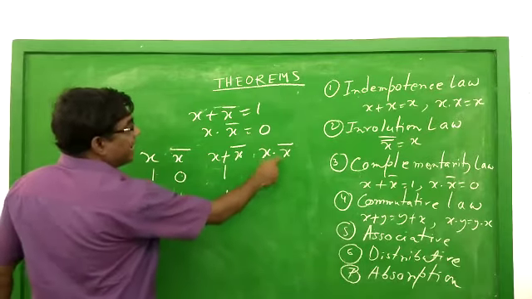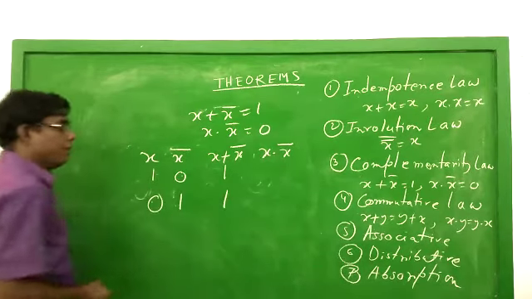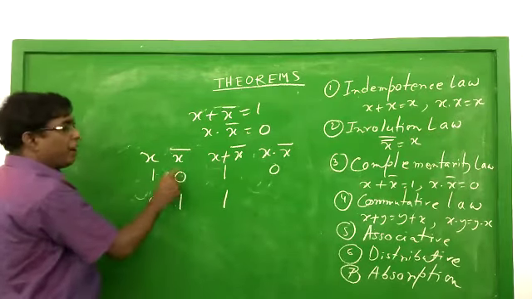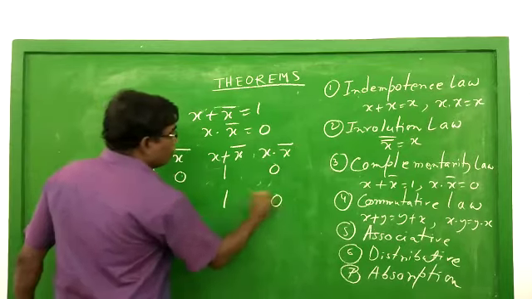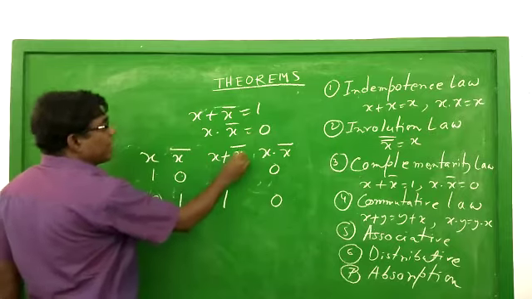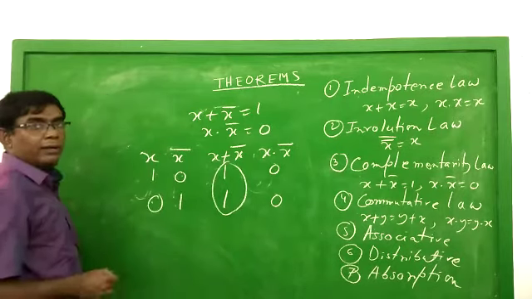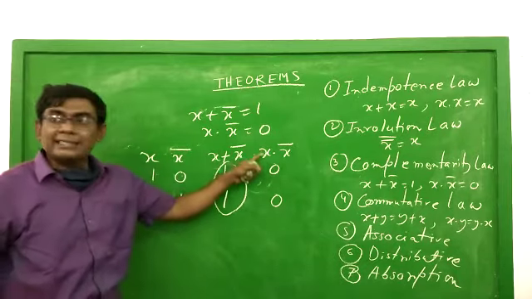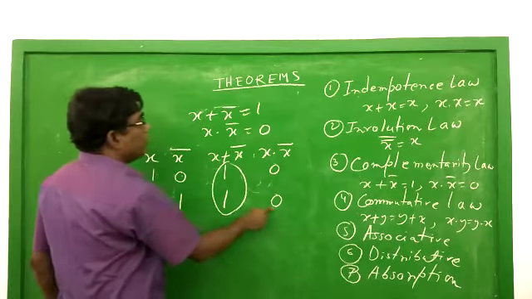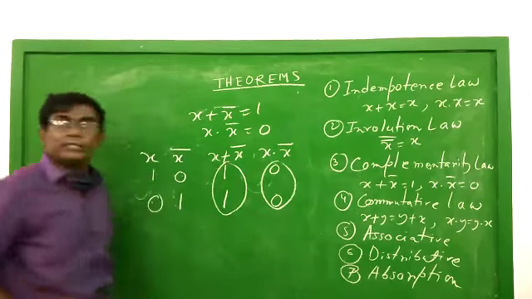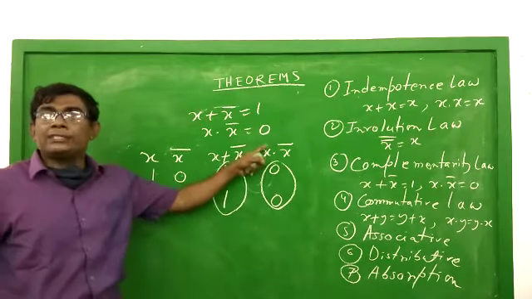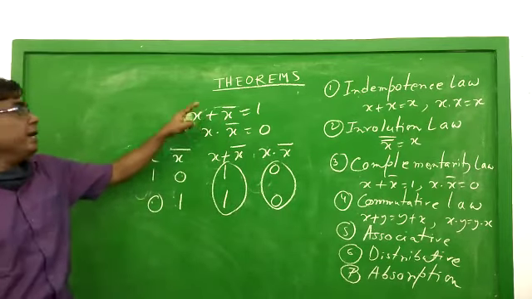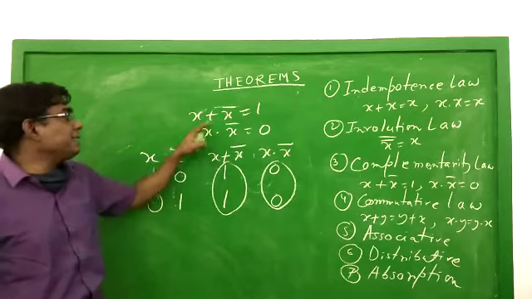In the same way, x and x complement: 1 and 0, we get 0, because in case of AND, if one input is 0, the output will be 0. 0 and 1, we get 0. Now see, for x or x complement, the truth value is always 1. That's why we can prove x or x complement equal to 1. And x and x complement, this is 0. Understood? This value is always 0. So we can prove x and x complement equal to 0. In this way we can prove x or x complement equal to 1 and x and x complement equal to 0.